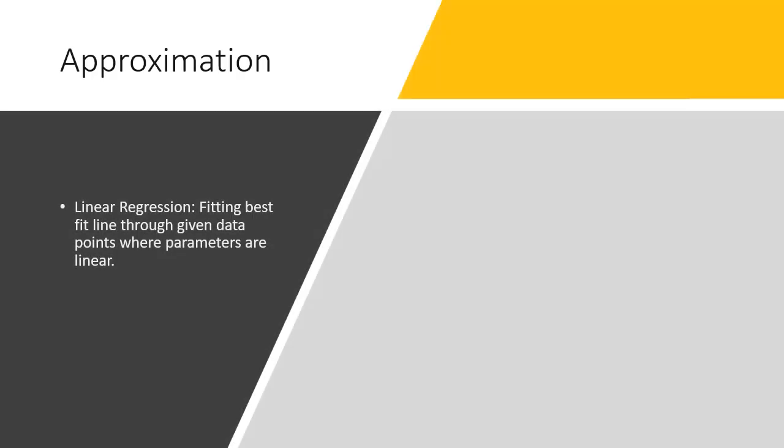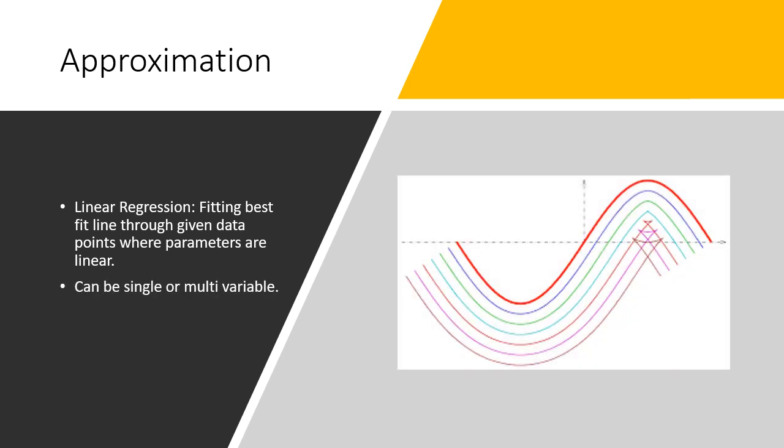After that, we also dive into approximation. We do that with a linear regression model. It is the process of fitting a best fit line through given data points. Now these points could be multivariable or a single variable.